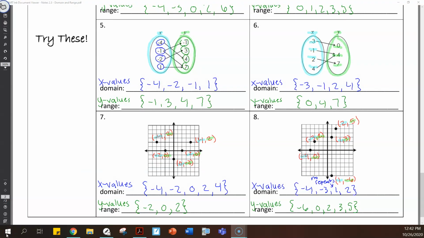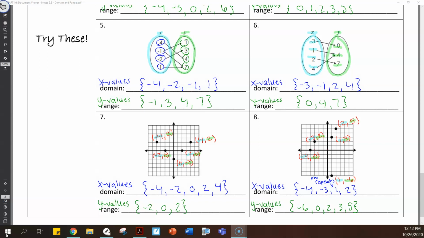All right, to wrap up, check your answers for 6 and 8. Number 6, your x values are in the left bubble, so I've got -3, -1, 2, and 4. Those ones are already in order from least to greatest, so that one was pretty easy. The y values, the range, are in the right bubble, so I've got 0, 4, and 7.